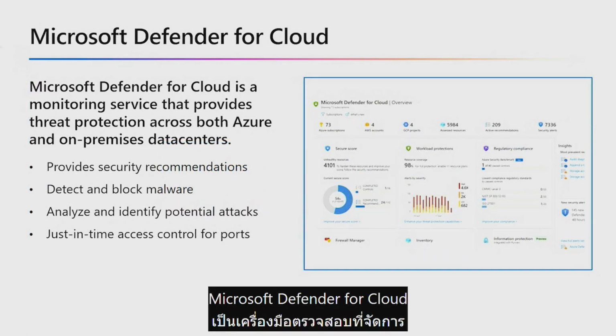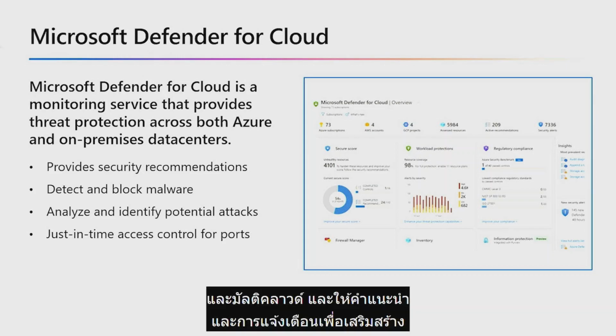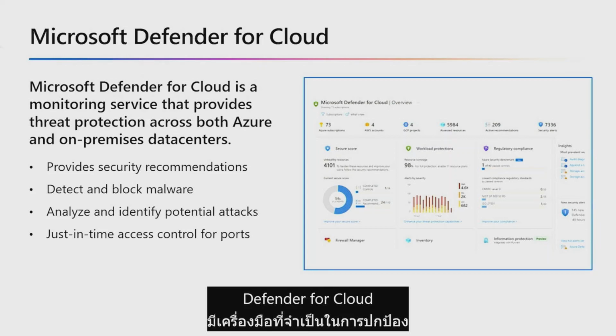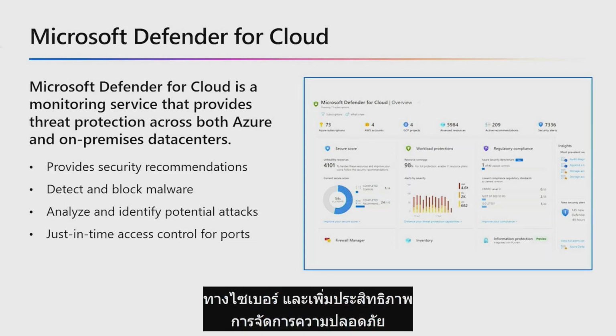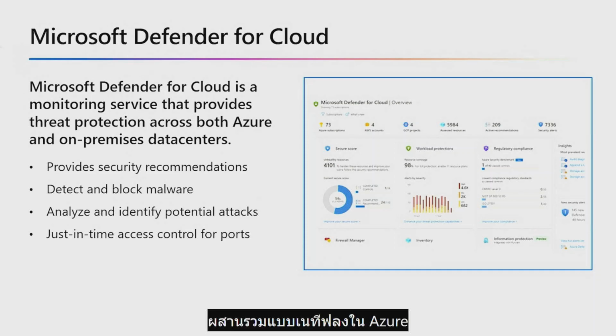Microsoft Defender for Cloud is a monitoring tool that manages security posture and provides threat protections. It monitors cloud, on-premises, hybrid, and multi-cloud environments and offers recommendations and alerts to strengthen your security. Defender for Cloud provides the necessary tools to protect resources, control security state, defend against cyber threats, and optimize security management. Deploying Defender for Cloud is straightforward as it natively integrates into Azure.